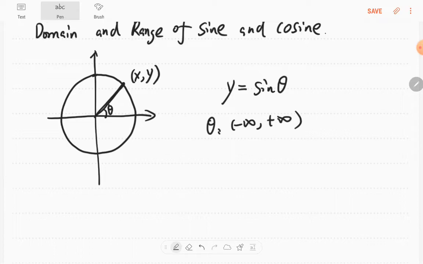So it's a real number because we use the radian to measure this theta, this angle. And the range of y values: we know y is the y coordinate. So here is 1 and here is -1. This is the y-axis, right? This is the x-axis. Here's 1, here's -1. So you can see that y is actually from -1 to 1. It will never be greater than 1 or less than -1, right?